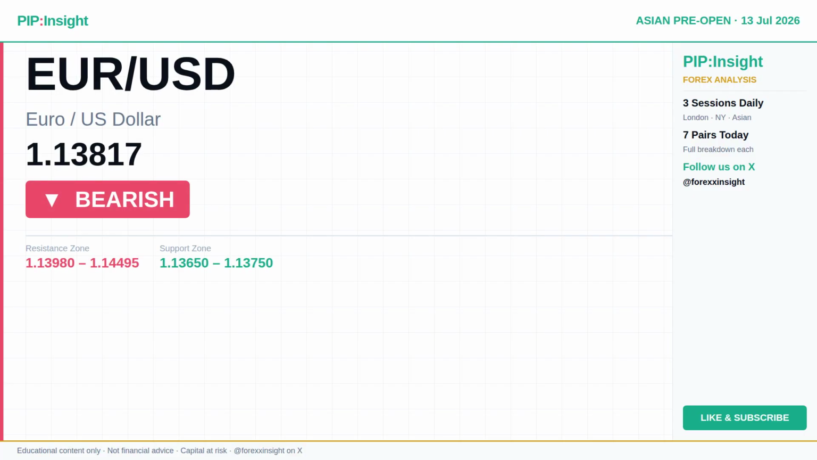Euro dollar. The chart is showing bearish structure on this session. The 4-hour trend is to the downside and the 1-hour is also pointing lower. Resistance is marked between 1.1398 and 1.1495. Support is marked between 1.1365 and 1.1375. Here is the full chart breakdown.